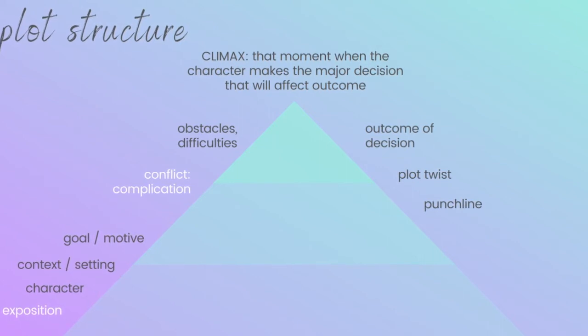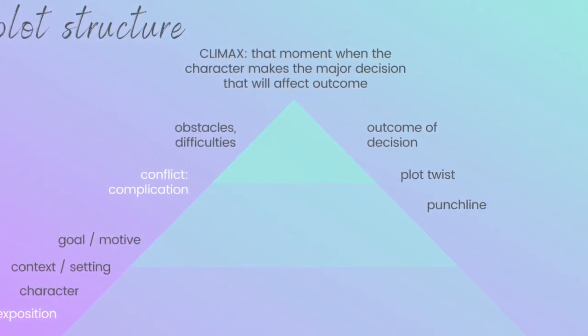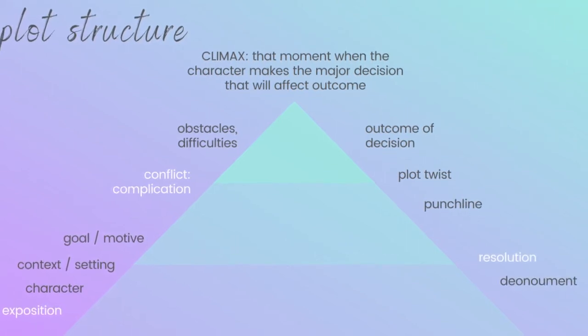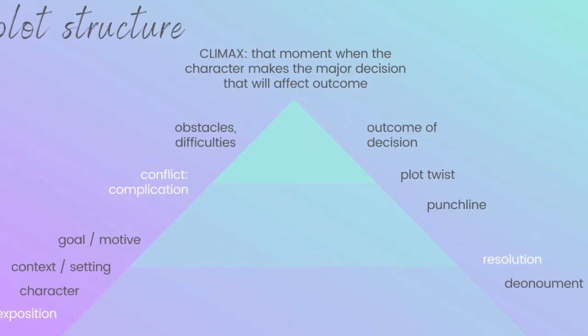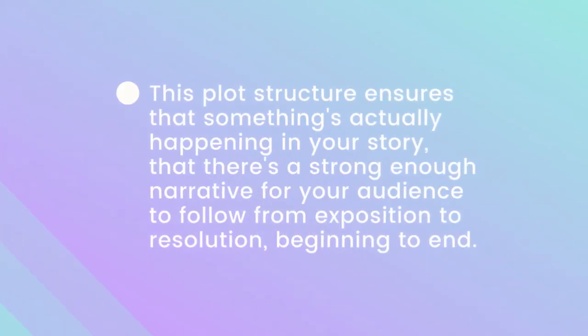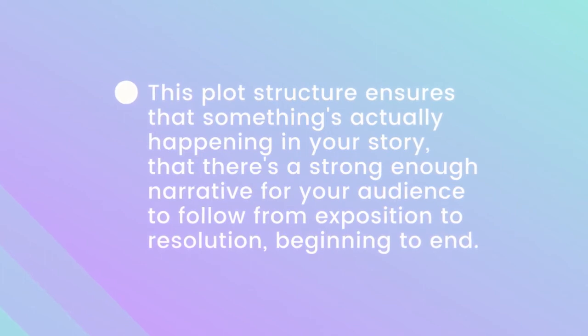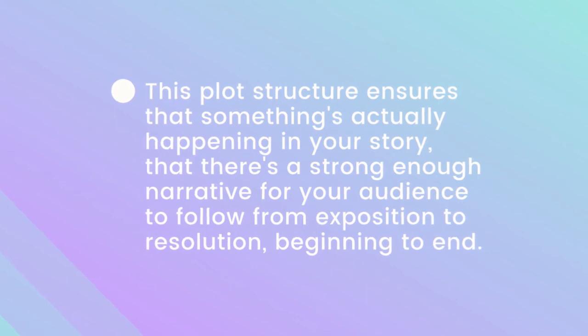From the climax, you will show the outcomes of the decision. This is called falling action. This leads to the end of your story or its resolution, which is also called the denouement or the unraveling. This structure ensures that your story moves forward from exposition, rising action, climax, falling action, and resolution.